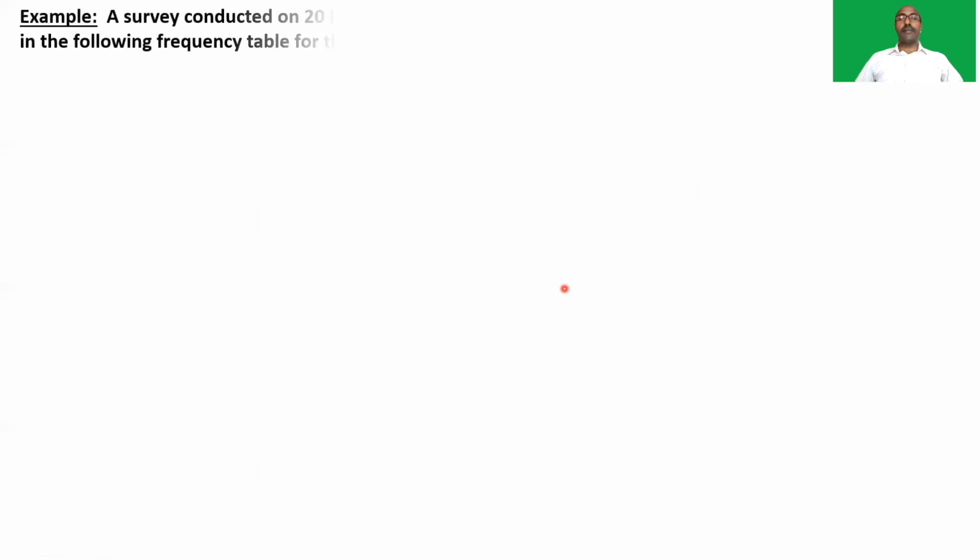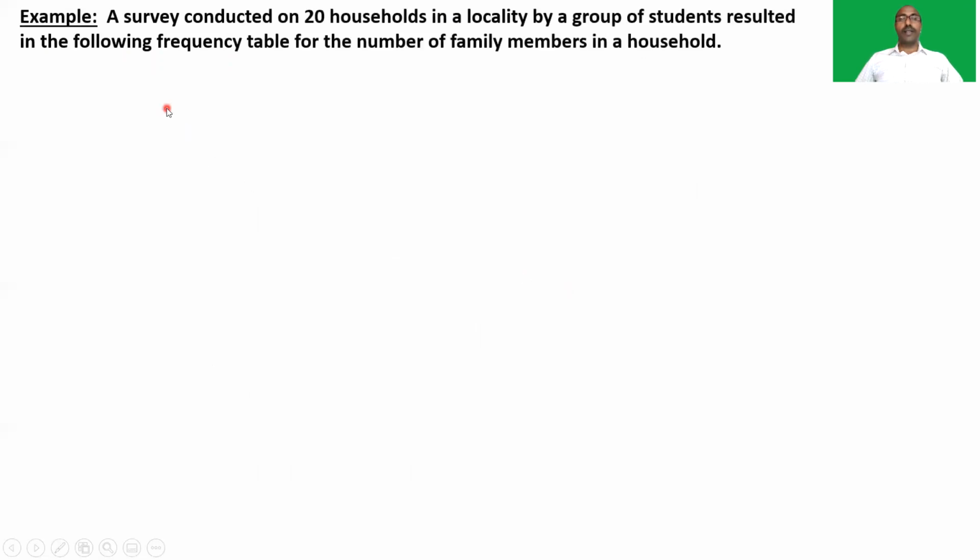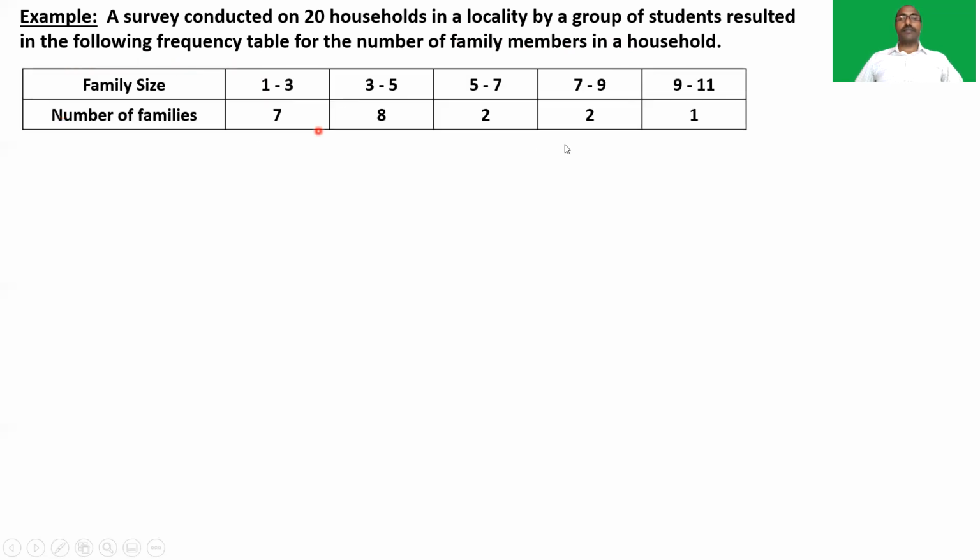Let us see an example for finding the mode. A survey conducted on 20 households in a locality by a group of students resulted in the following frequency table for the number of family members in a household. This is the table which shows the results of the survey. In the first row we have family size, and in the second row we have number of families.